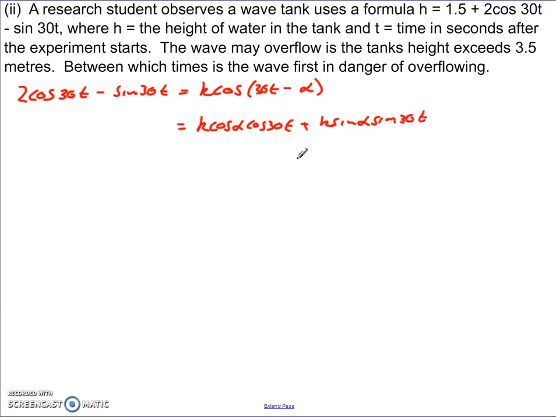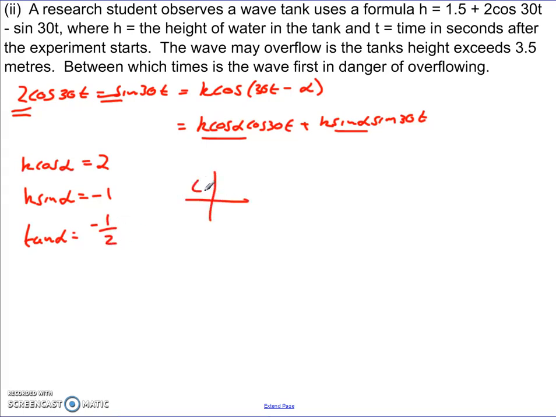And then we can use this the same way we would before: equate our coefficients, figure out our k, figure out our alpha, and take it from there. So we know then that k cos alpha, equating it to here, is equal to 2. K sine alpha, equating it to here, is equal to negative 1. From there, tan alpha is sine over cos, so it's negative a half.